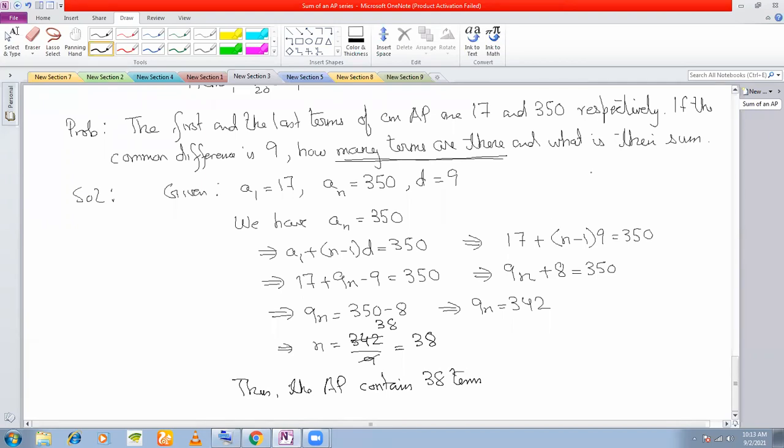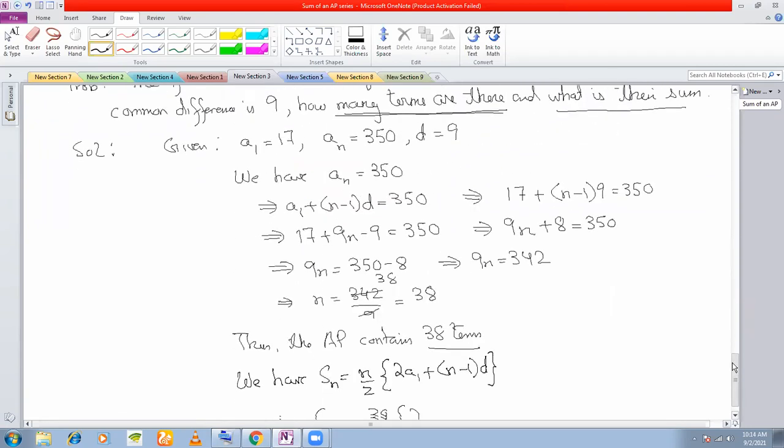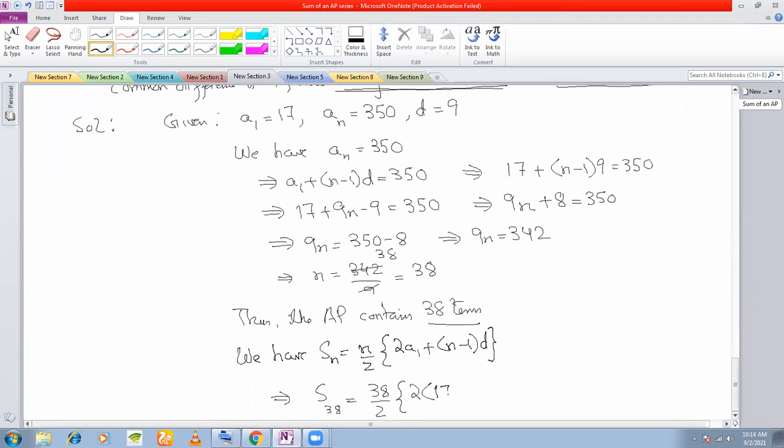Okay. Now there's a second part also. What is their sum? Sum means sum of these 38 terms. Okay. So we have Sn is equal to n by 2 twice A1 plus n minus 1 into D. That means we have to sum up till 38 terms. So S38 will be equal to 38 by 2 twice A1. You see here, first term was given to us as 17 plus 38 minus 1 into D is 9.